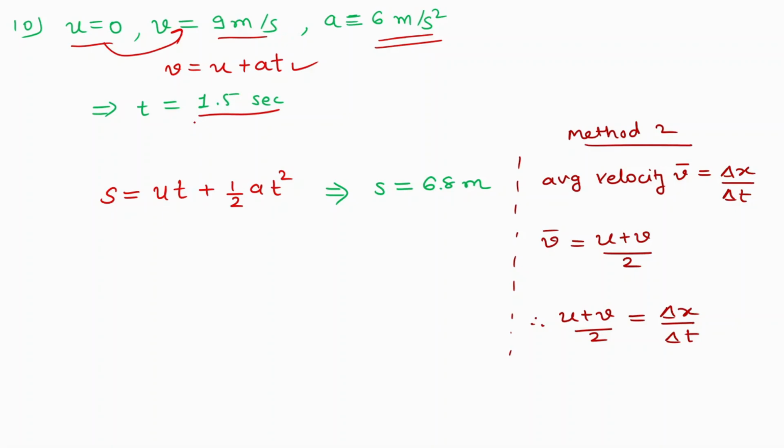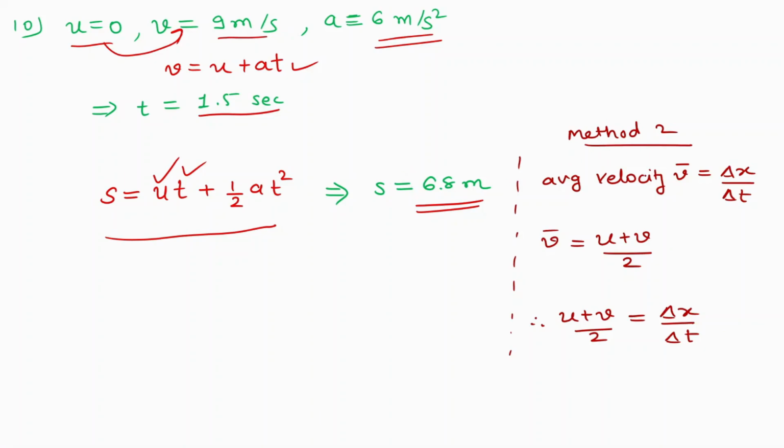Now we also need to find s, meaning distance. For that, we have two methods. First, use this equation. In this equation you have u and t, which you can easily find here, and a is given to you, and t is here. So you can easily solve the equation and you get the answer 6.8 meter.